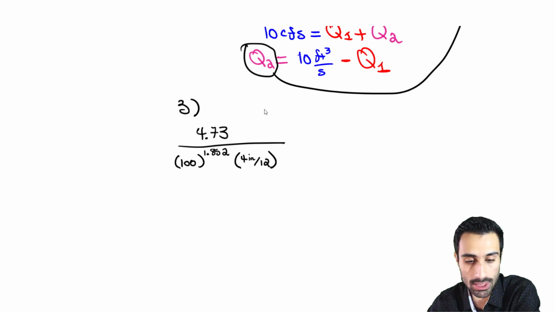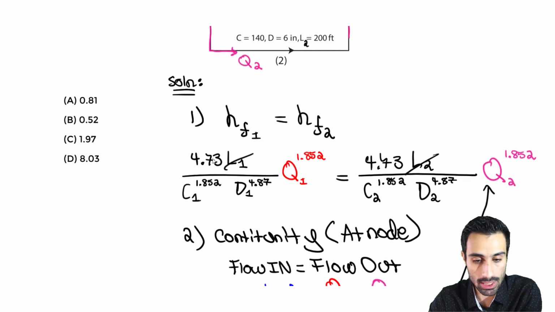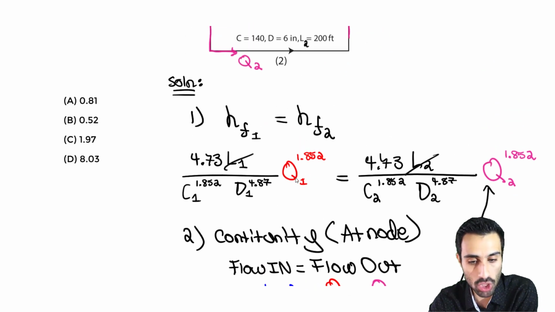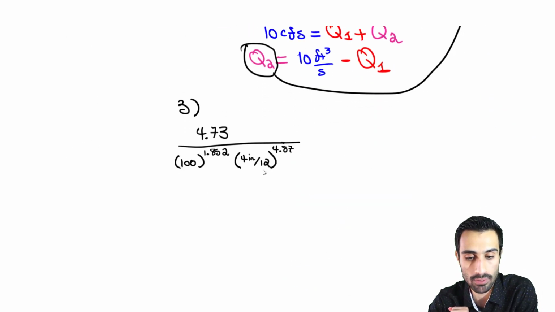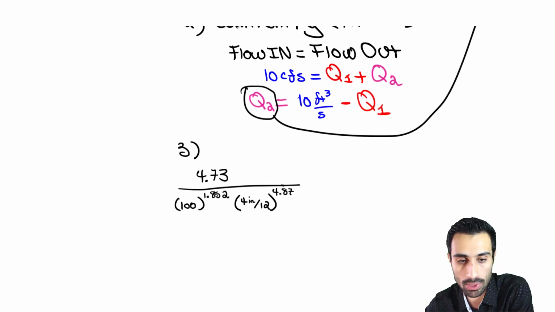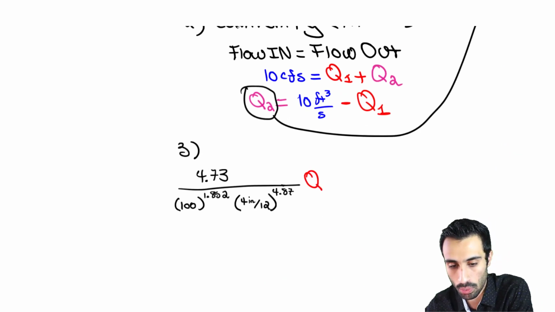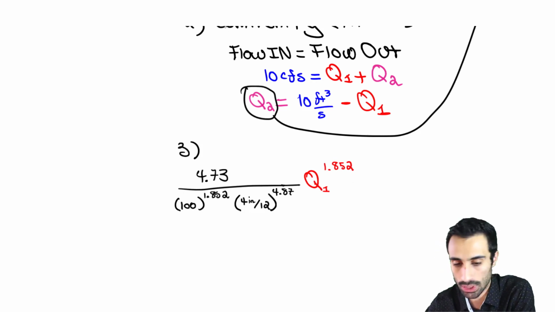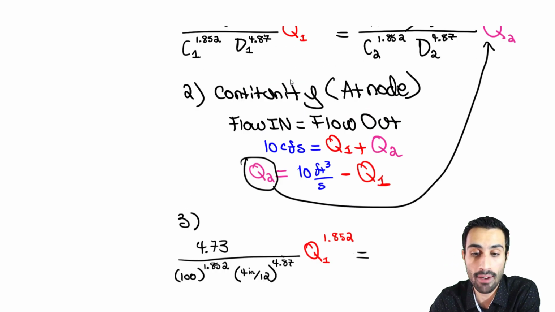But we have to raise that to the power of 4.87. So that's going to be that part. So what we just did is this. Then we take that times Q1 to the 1.852. And Q1 is actually what we want to find. So we take that Q1 to the power 1.852. So then this equals what we have on the right side.